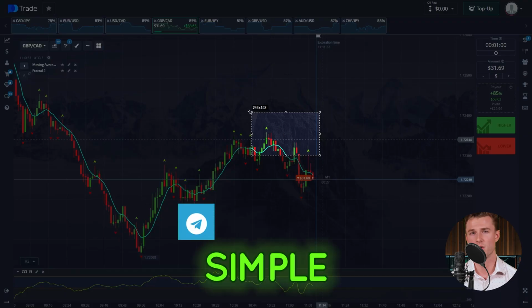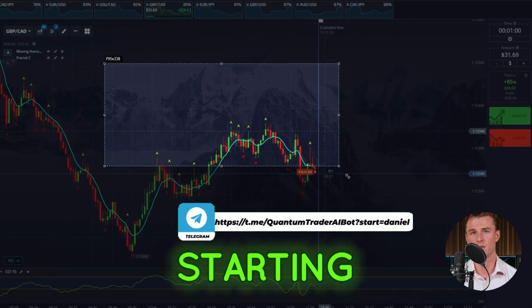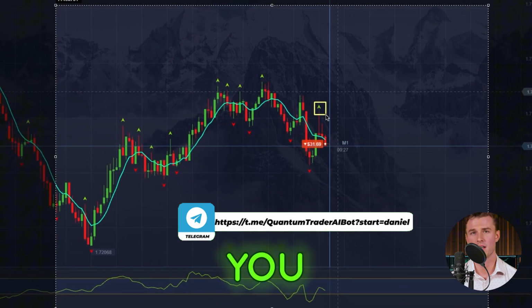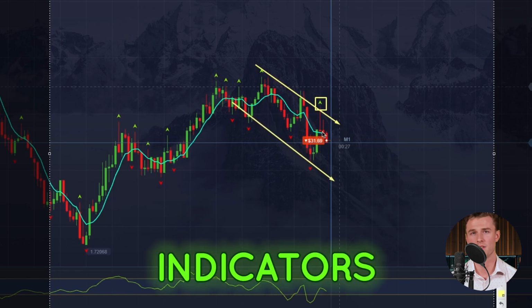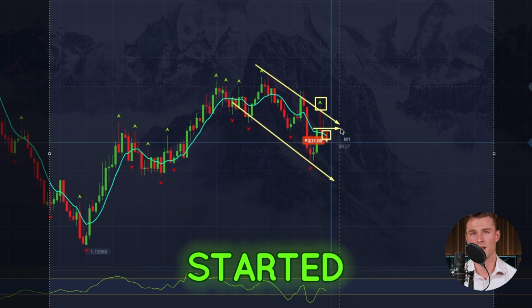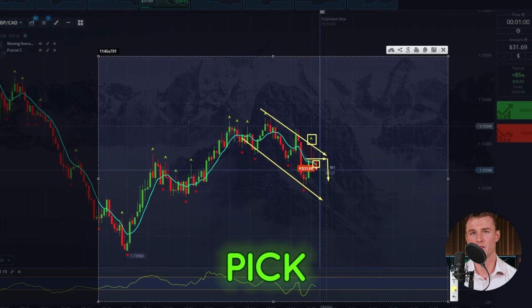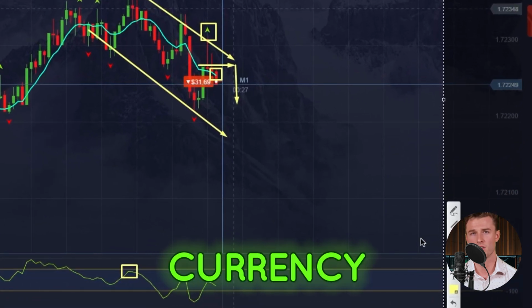A very simple, interesting strategy. I suggest starting, and as I trade, you will understand how to work with these indicators. Let's get started and pick up the first currency pair.